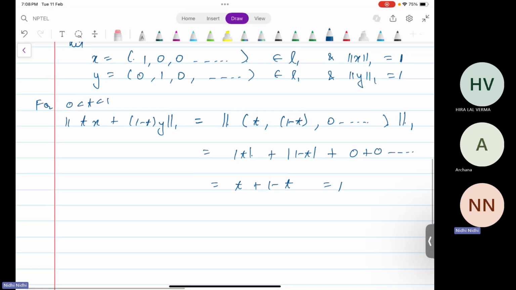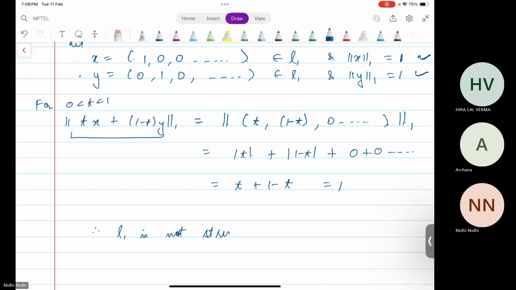so this is equal to 1. Hence we got an example of two vectors x and y in L1 such that norm x is 1, norm y is also 1, but in fact all the vectors lying on the line joining x and y have norm equal to 1. Therefore, L1 is not strictly convex. Is it fine?